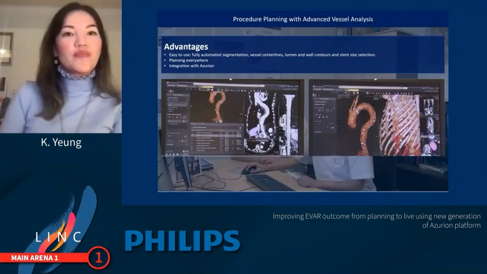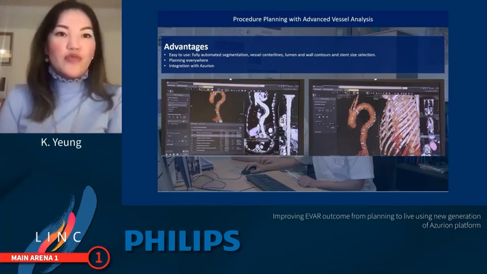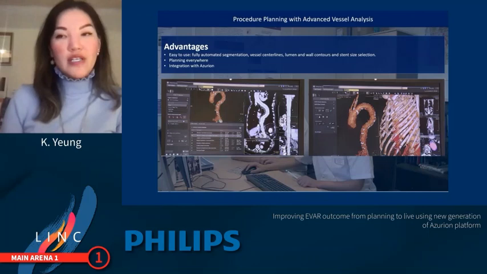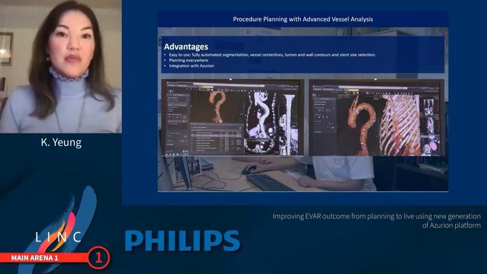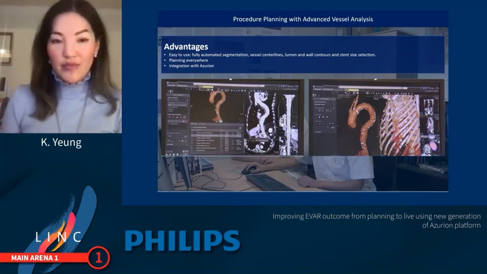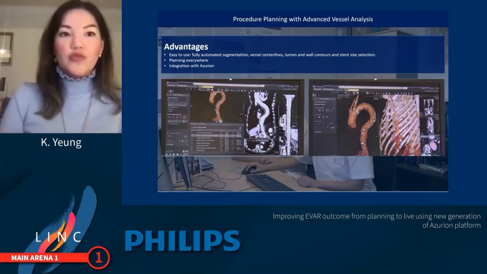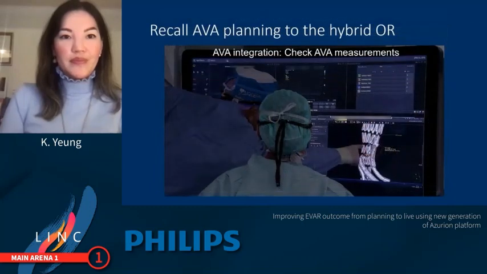The advantages of the planning with AVA is that it's easy to use. There's a fully automated segmentation and vessel center lines, even when it's disconnected, like the SMA graft. There is an automatic center luminal line and automatic luminal wall contours, and also a possibility for stent size selection. You can plan it everywhere from your desktop, and you can bring it into your hybrid room. It's fully integrated with Azurion. So here, again, you can recall your AVA planning in your hybrid room and easily check the measurements that you have made before on your desktop.